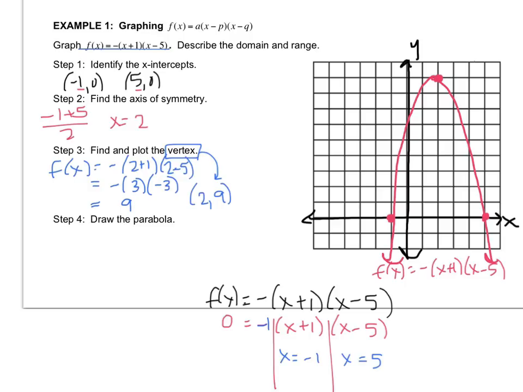Before we move on, we have to describe the domain and range. So I'll do that over here. Domain is all real numbers, and the range is real numbers, but y has to be less than or equal to 9. How did I get 9? It was the y value of the vertex, and all the points were lower than 9.